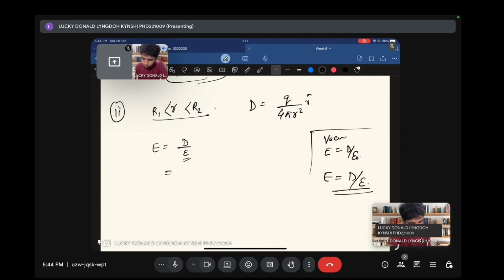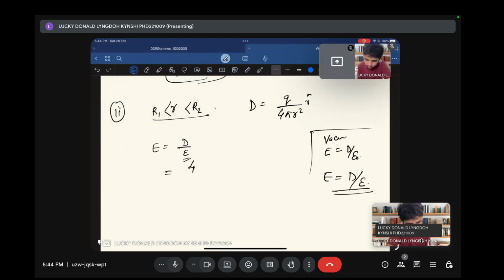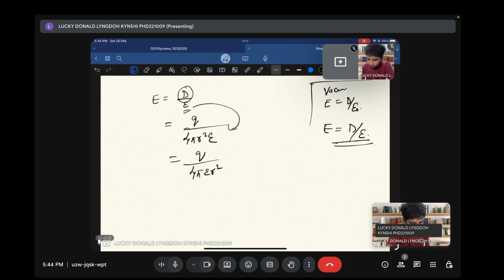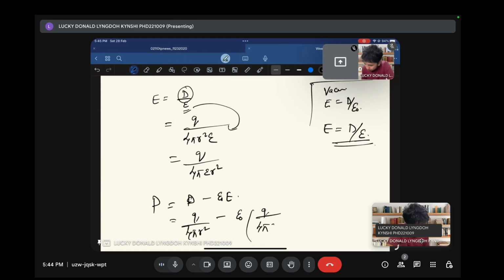So again, q divided by 4 pi r square is the electric displacement vector, and you get the electric field as simply q divided by 4 pi epsilon r square. Now polarizability, again the same thing, is equal to D minus epsilon naught E. D is q divided by 4 pi r square minus epsilon naught times the electric field, q divided by 4 pi epsilon r square, in the direction of r cap.